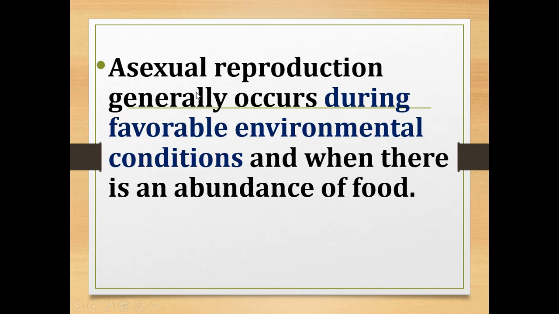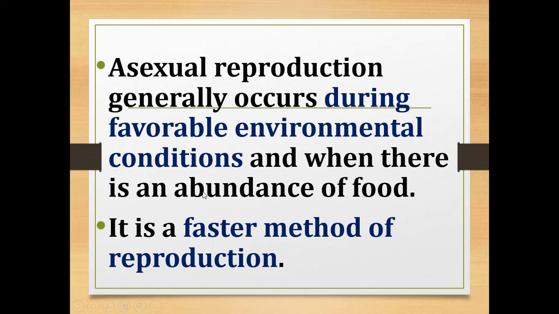Now, when does asexual reproduction occur? Asexual reproduction occurs during favorable environmental conditions. If the environment is favorable for the particular living organism, then there will be asexual reproduction. It occurs during favorable environmental conditions and when there is an abundance of food. And it is a faster method of reproduction. The asexual method is a faster method of reproduction.